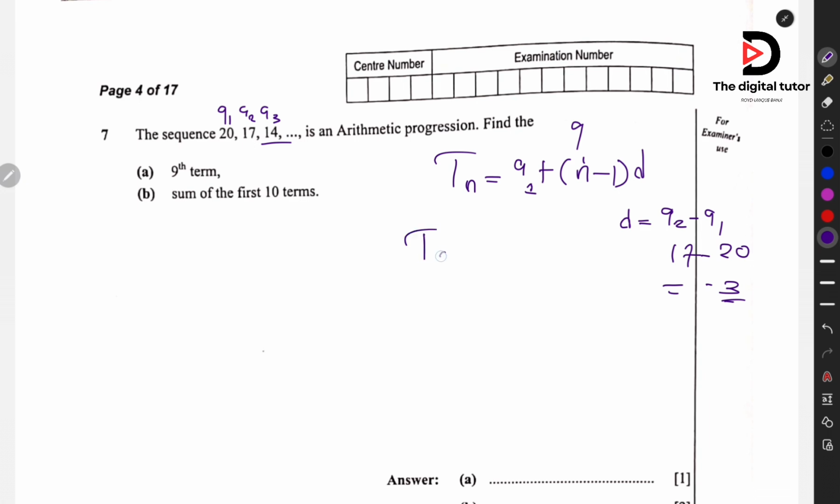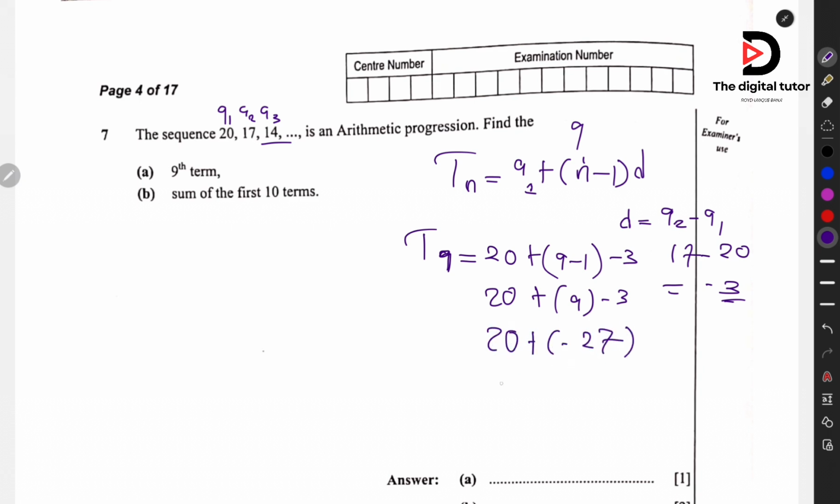Okay, so now we can find the term number 9. So the 9th term, I've put term number 9. The first term, which is 20, plus what is the term number, 9 minus 1, times the common difference, that is negative 3. Okay, so we have 20 plus 9 multiplied by negative 3. So BODMAS, you start by multiplying first. So when you multiply, of course you are going to have negative 27. This one is going to be 20 minus 27, which gives us, what does it give us? Is it negative 3?